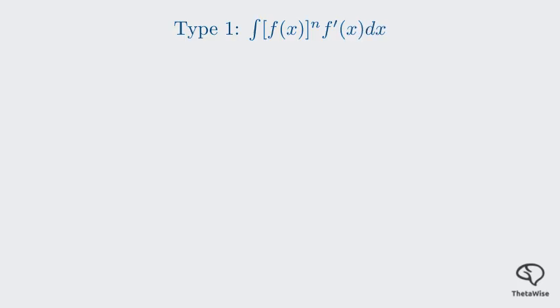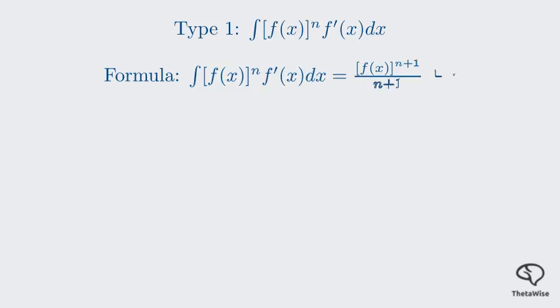This form might look familiar. In fact, if we see a function and its derivative in the integrand, we can often solve it just by looking at it, which is called integration by inspection. The formula for this is f of x to the n plus 1, all over n plus 1, plus our constant of integration, c. Substitution provides a formal method to prove this formula and handle more complex scenarios.